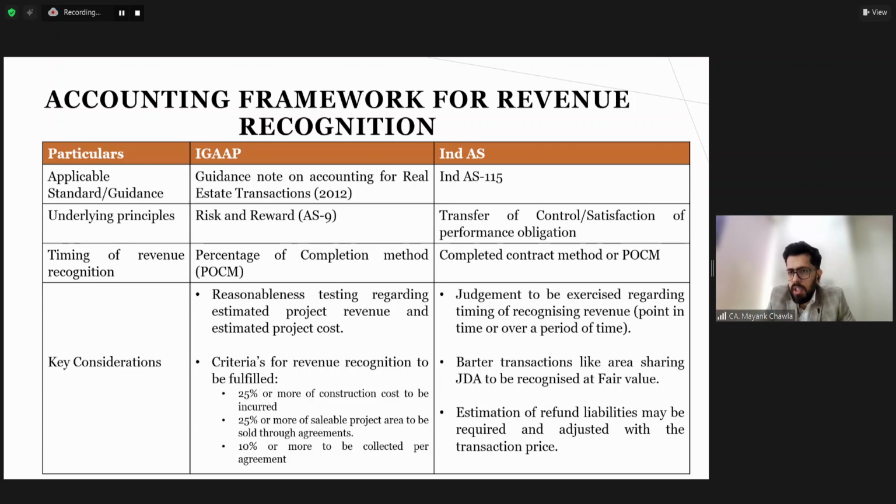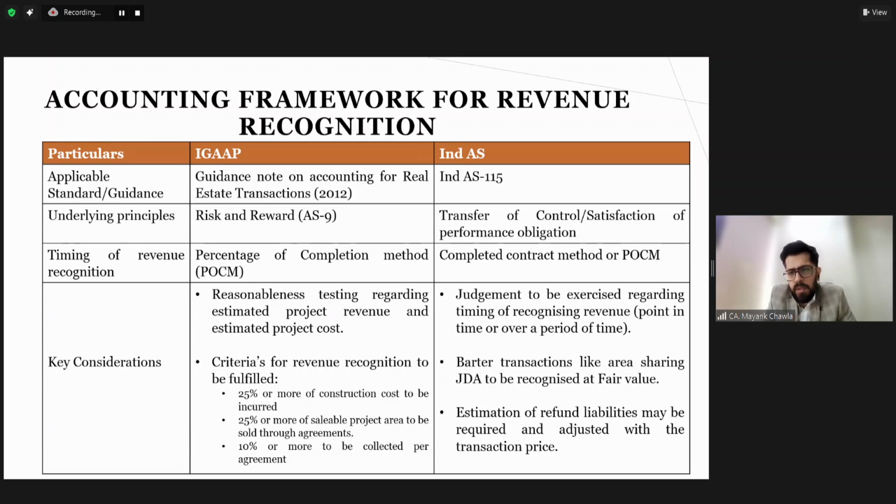This involves a lot of judgment because the cost of the project keeps on changing with market scenarios and with commodity rates changing over a period of time. And since these are long-term projects, it may be very difficult for an auditor to actually evaluate whether the estimates of the management are right or not.